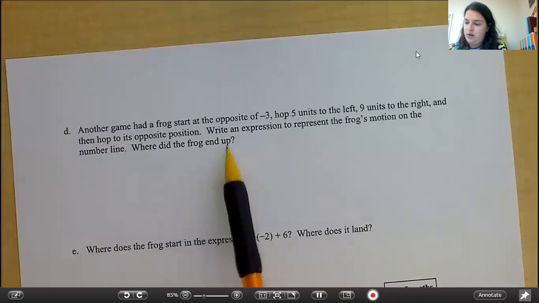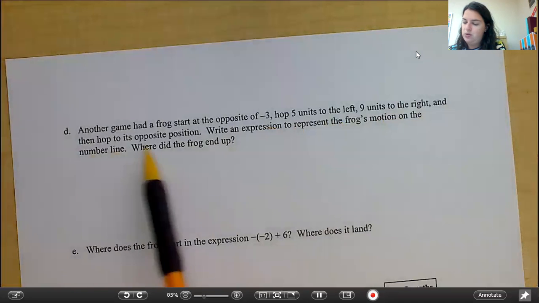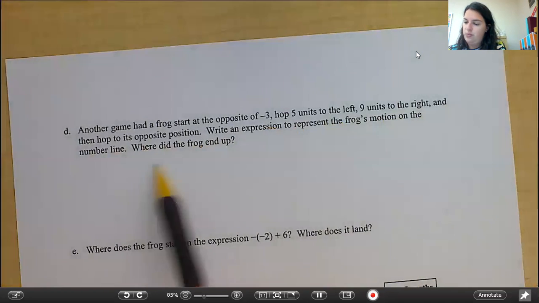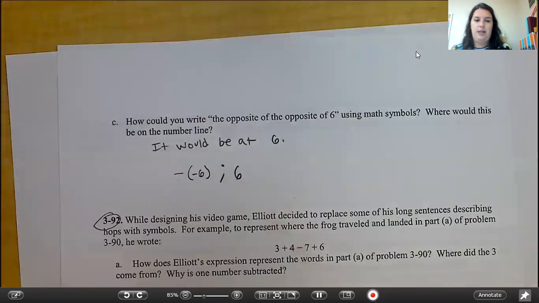Okay, another game had a frog at the opposite of negative 3, hop 5 units to the left, 9 units to the right, and then hop to its opposite position. Write an expression to represent the frog's motion on the number line. Where did the frog end up? In part E, where does the frog start in the expression negative times the quantity of negative 2 plus 6? Where does it land? So you need to do 392 parts A, B, C, D, and E, and we are going to talk about that when you come back to class. If you have any questions, as always, please email me.